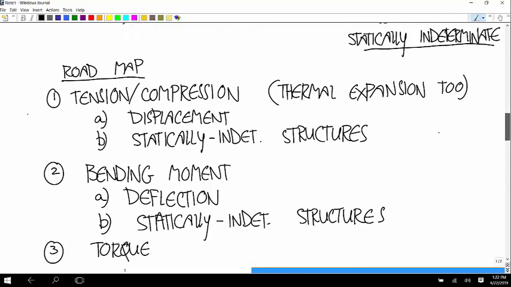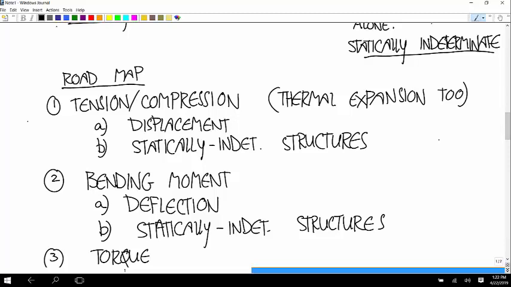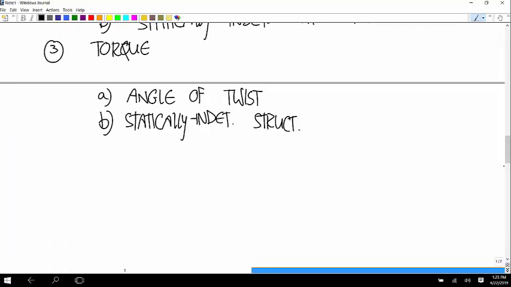Okay, so for tension, compression, and thermal expansion, the displacement type is called elongation or contraction. All the other ones I gave the names for. So we're going to talk about elongation and contraction, then deflection, then angle of twist. Any questions about what we're doing?